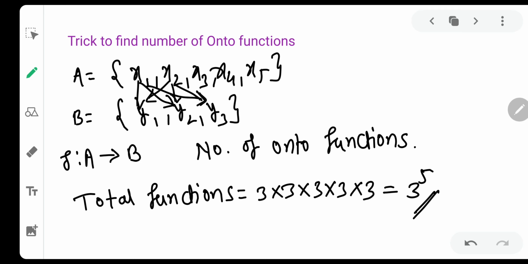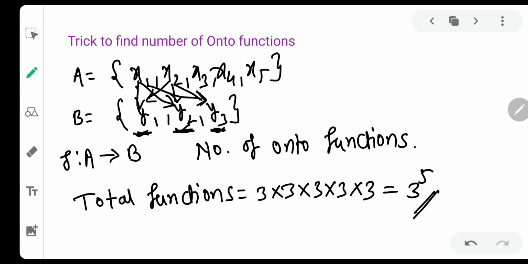Okay, now are these all functions onto functions? No. Are these all functions into functions? No, definitely not. So you need to understand what an onto and what an into function is. Onto functions are the functions in which all the elements from the codomain are used in the range, or all the elements in the codomain will be mapped with the corresponding elements in A. It means no element should be left behind from B.